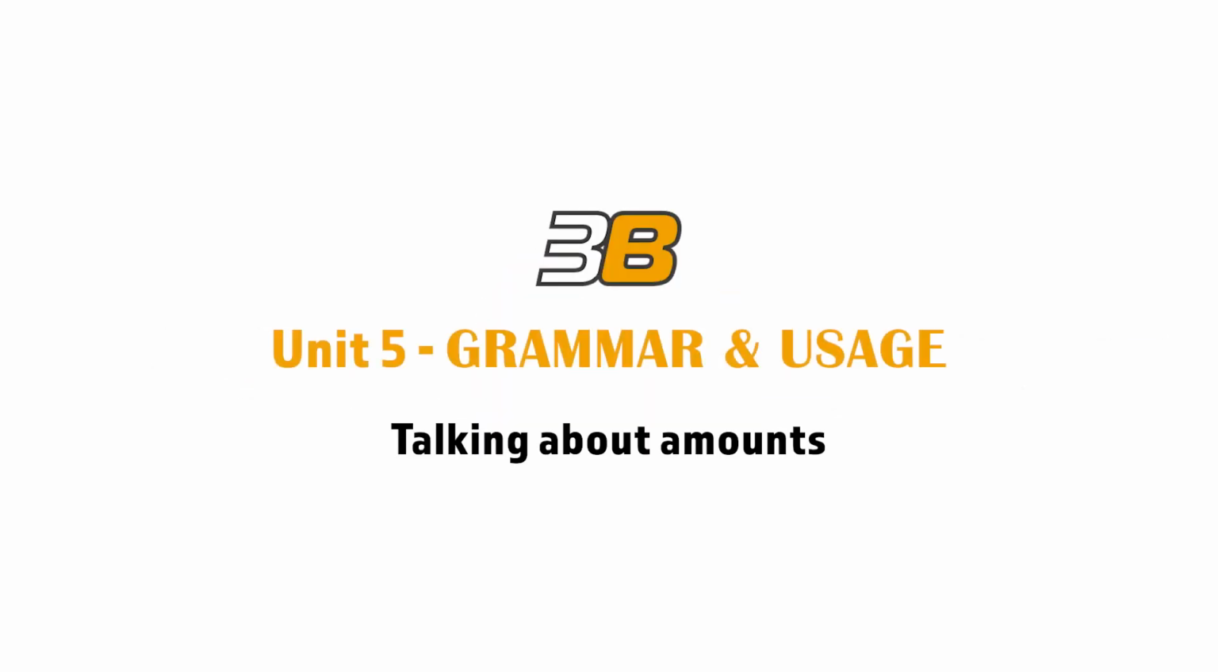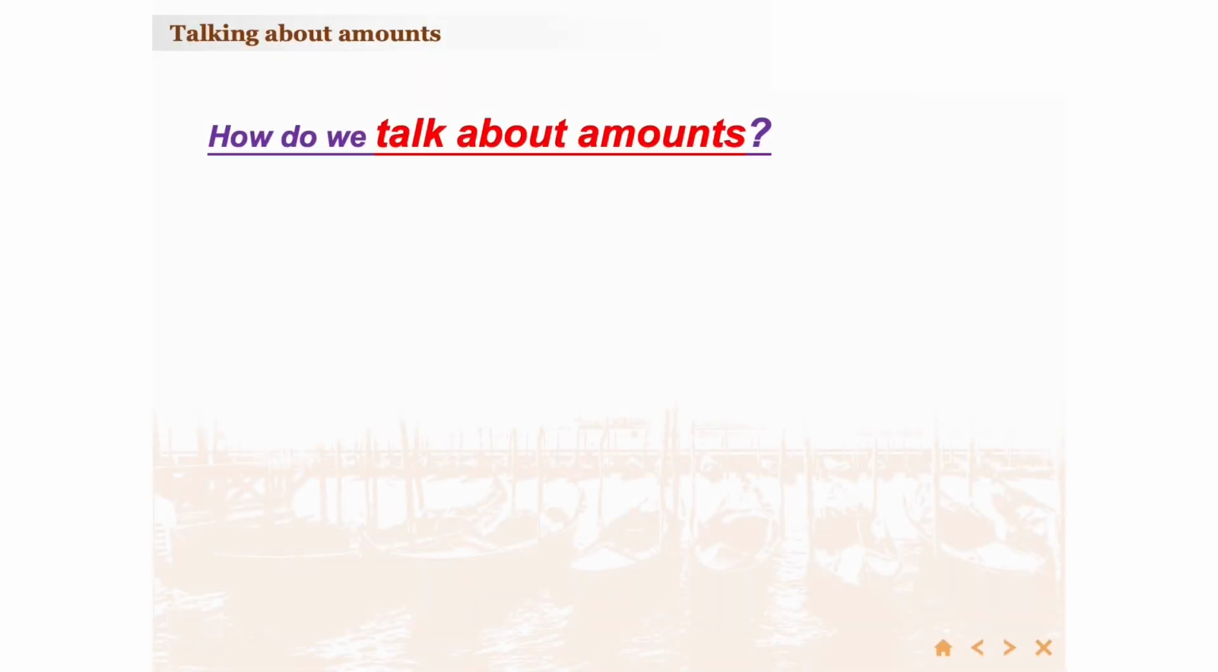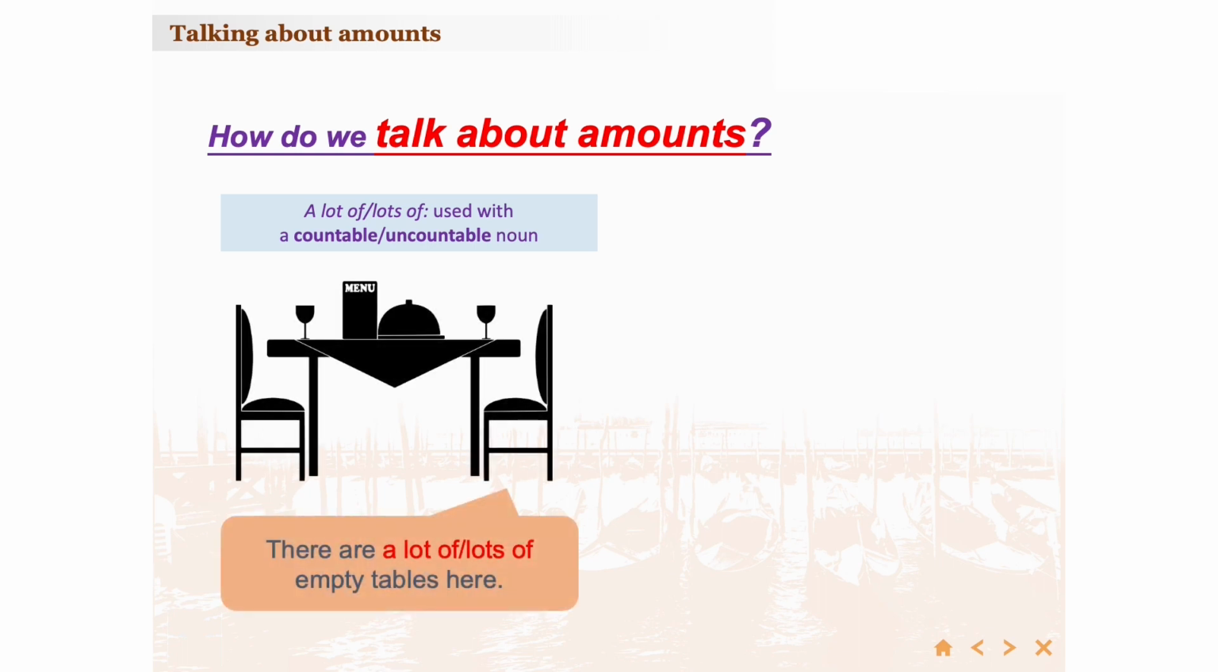In this video, we will be learning about how to talk about amounts. First, let's look at how we talk about large amounts. For countable or uncountable nouns, we use a lot of or lots of to talk about large amounts. Here is an example. There are a lot of empty tables here.